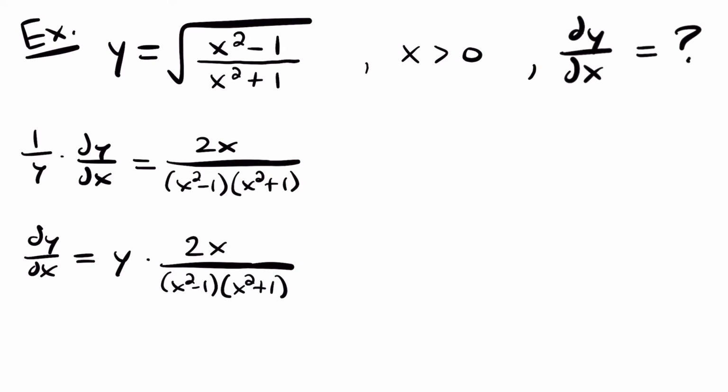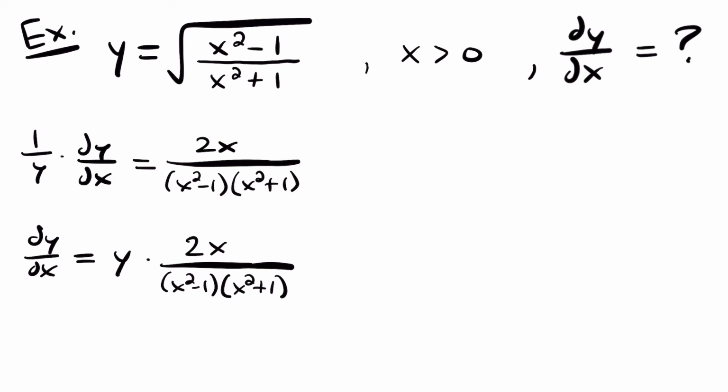The last thing that we need to do is to substitute y with what it is equal to in terms of x, and then simplify. And so what is y equal to? Well, if we go back to our original function, we know that y is equal to the square root of x squared minus 1 divided by x squared plus 1. And so we can replace y in this derivative with this function.